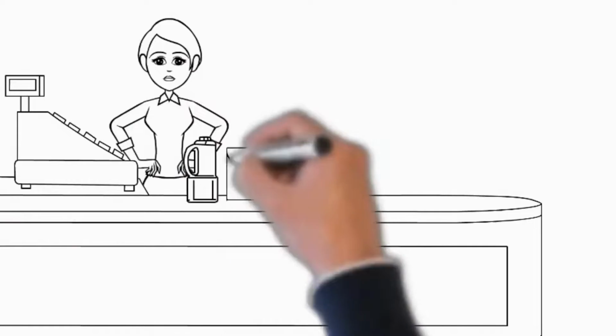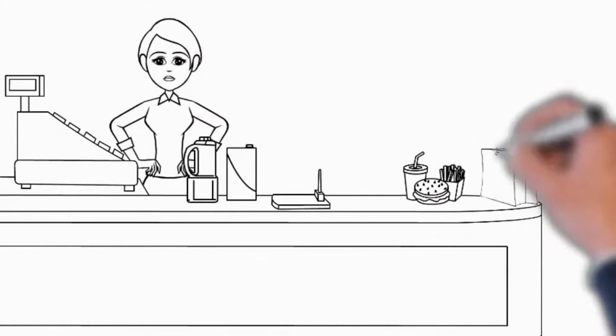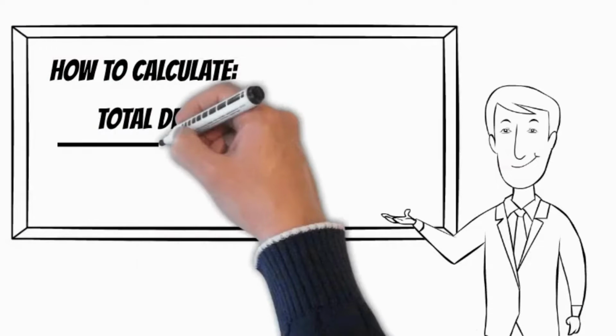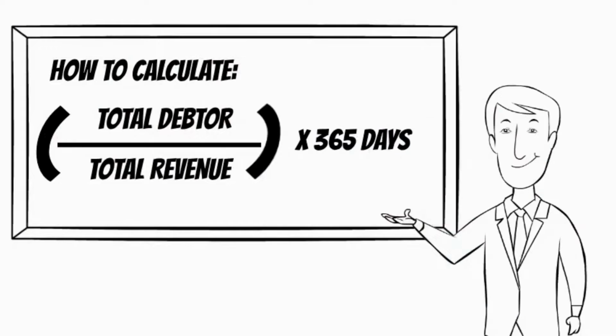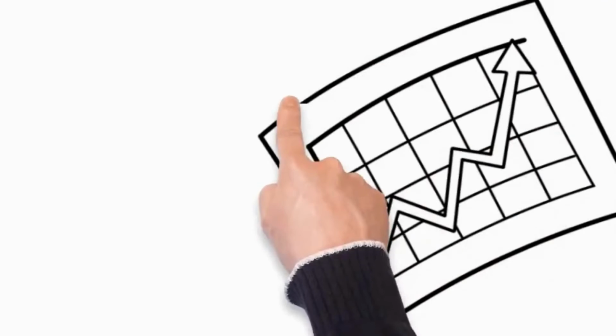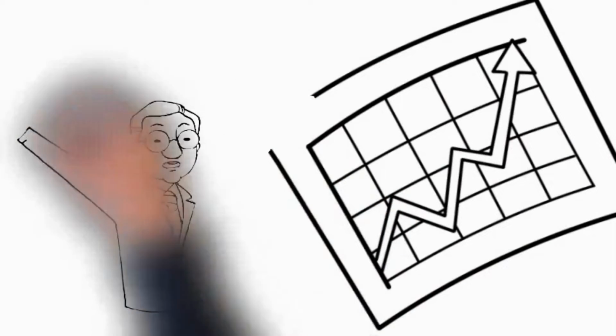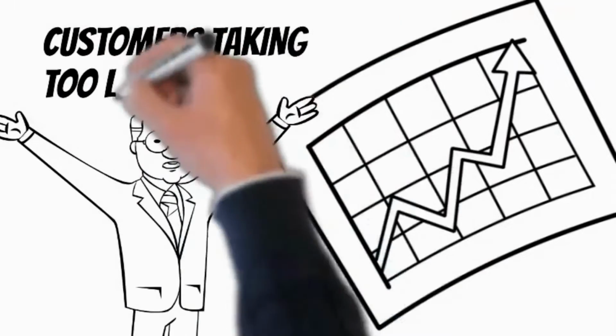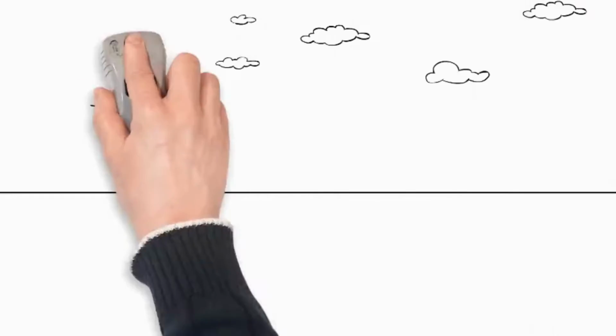Debtor days. This ratio measures how long it takes your customers to pay you for the widgets they've purchased. To calculate it, divide your total debtors by total revenue and multiply that by 365 days. A rising debtor days ratio is an early warning sign that your customers are taking longer to pay.